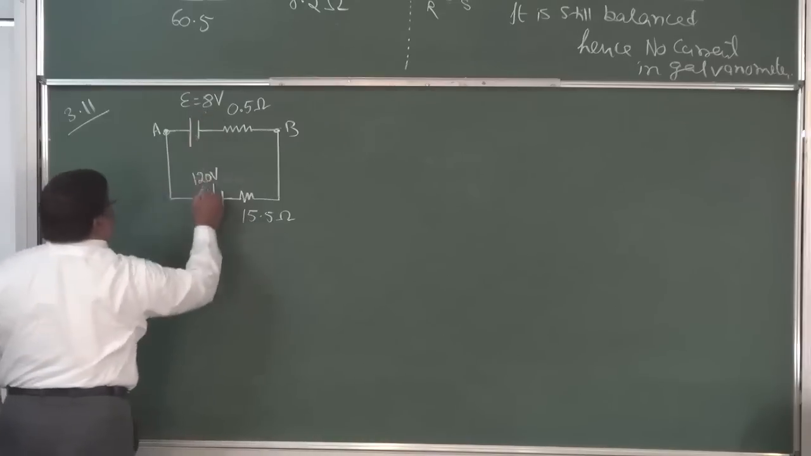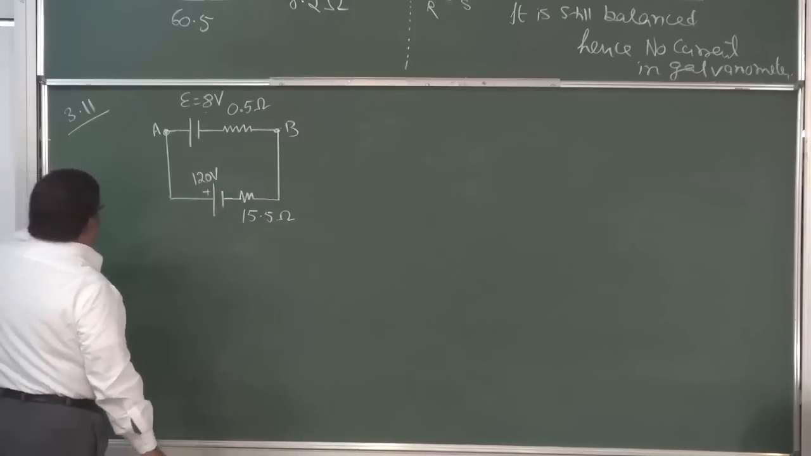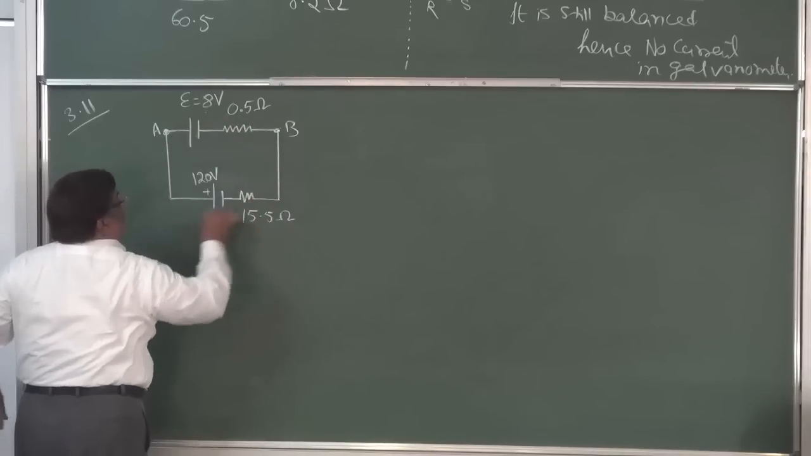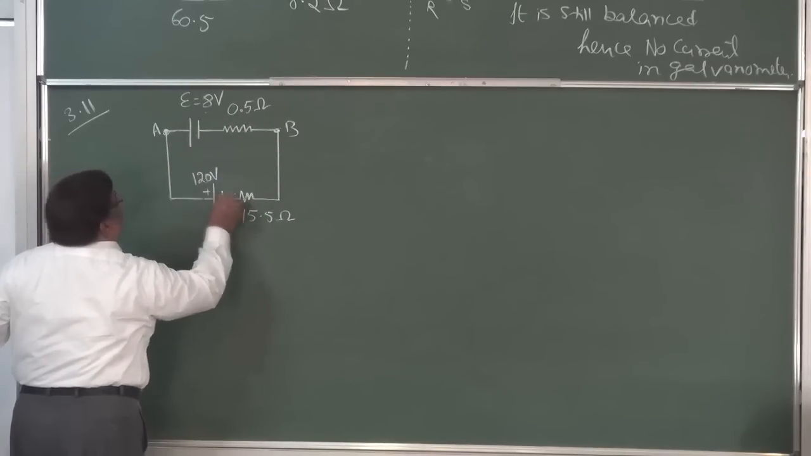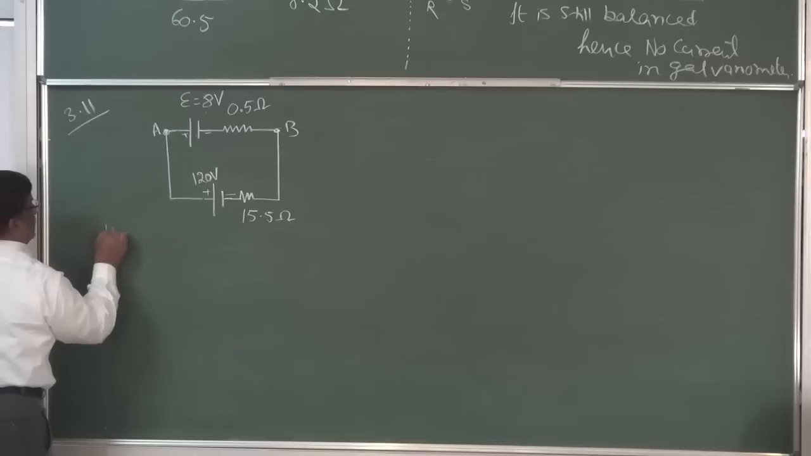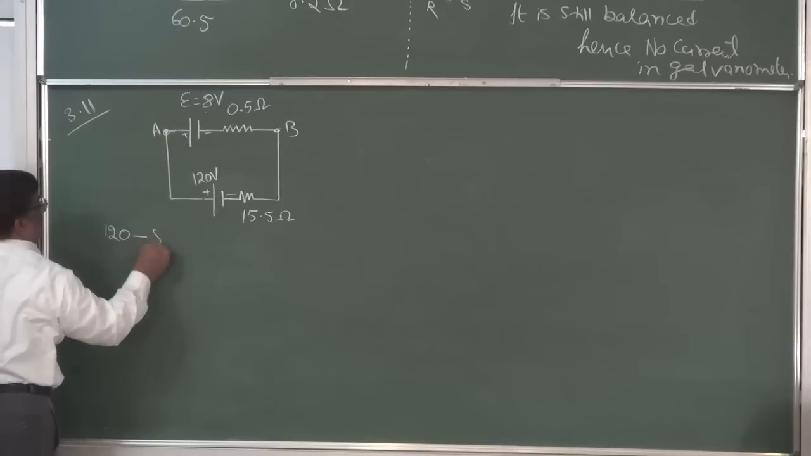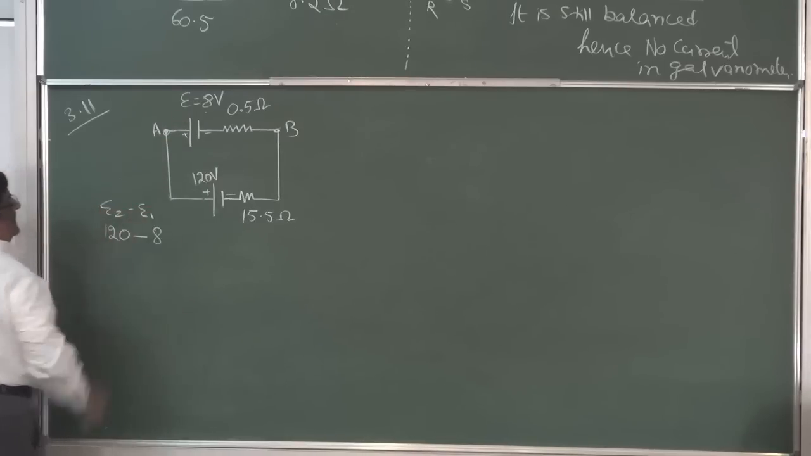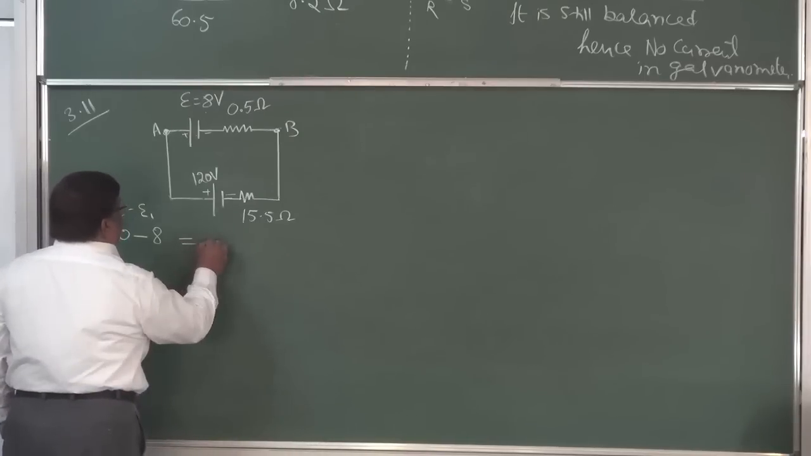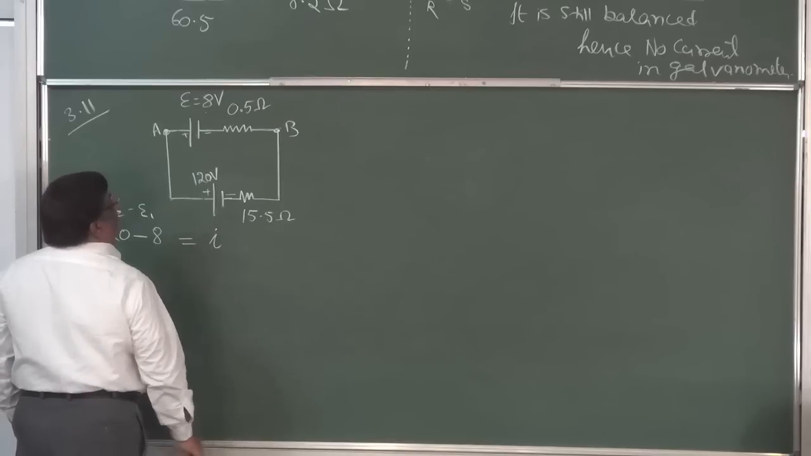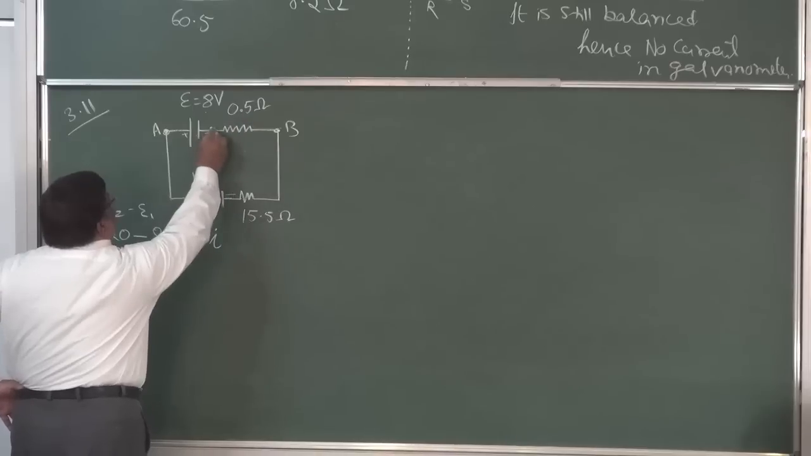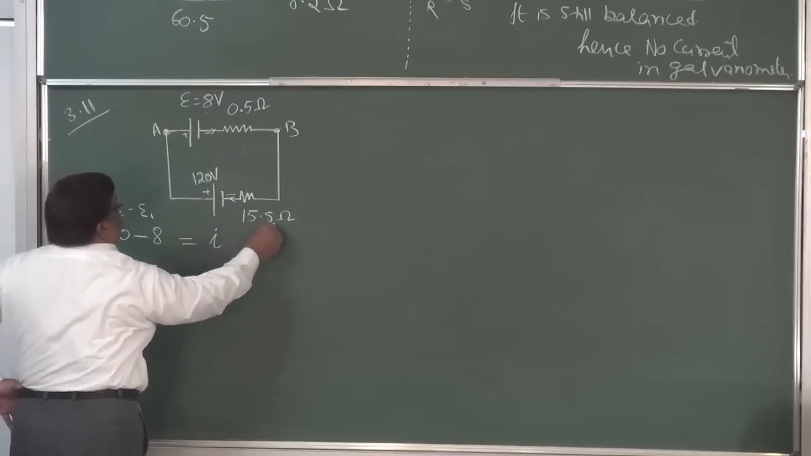This is 8 volt, this is 120 volt. What is the net potential in this loop? 120 volt in this direction, and 8 volt in the opposite direction. So net voltage is 120 minus 8. This is E2 minus E1. This is equal to the current flowing, I, multiplied by all the resistances in the loop. The resistance here is 0.5 and here the resistance is 15.5.